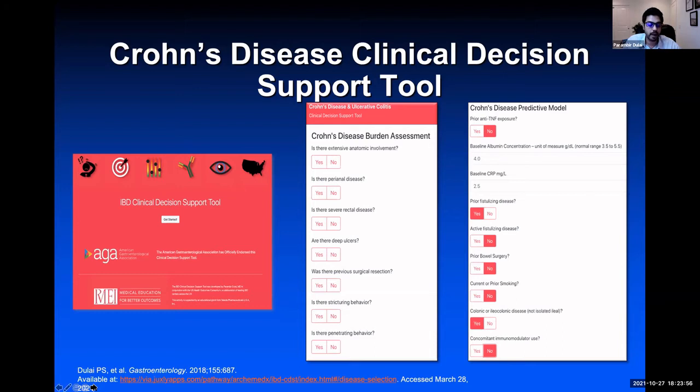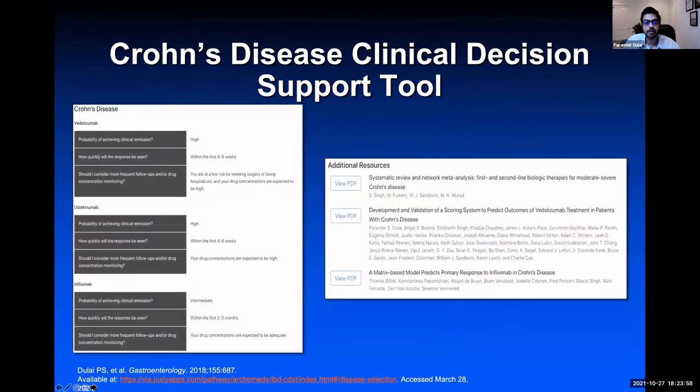a simple user format. And what you get is a prediction for vedolizumab, ustekinumab, and infliximab in Crohn's disease with a probability of response, low, intermediate, or high, how quickly you should expect a response within 4 to 6 weeks, 2 to 3 months, or 4 to 6 months, and whether they should get more frequent treat-to-target monitoring or drug concentration monitoring because they're expected to have low, adequate, or high concentrations.